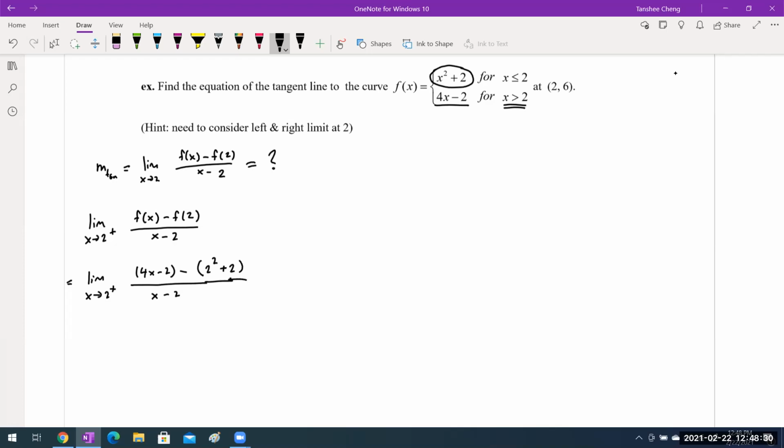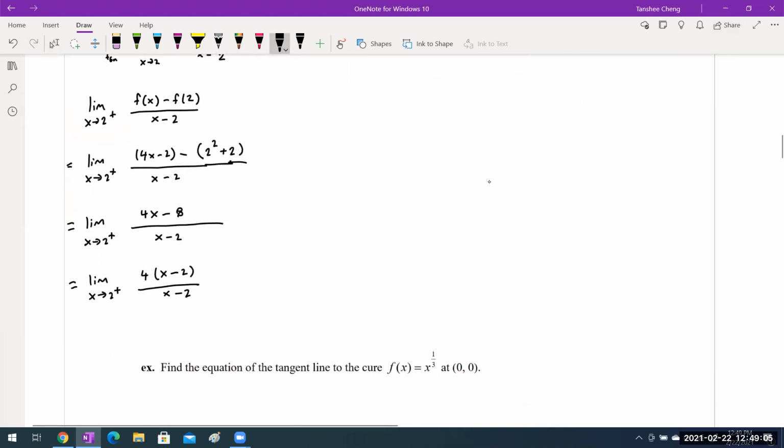Right? So now, when we simplify the limit as x approaches 2 from the right-hand side, that will become 4x. 2 squared is 4, plus 2 is 6, negative 6, so it will be minus 8, over x minus 2. Direct substitution is not applicable, so I'm going to use the simplifying idea. So I'm going to factor it out, which will allow me to simplify the factor x minus 2.